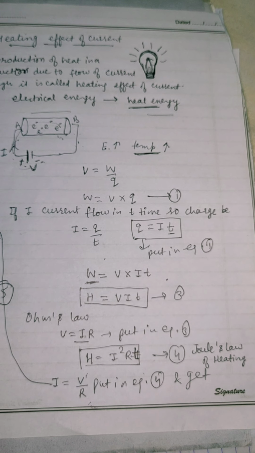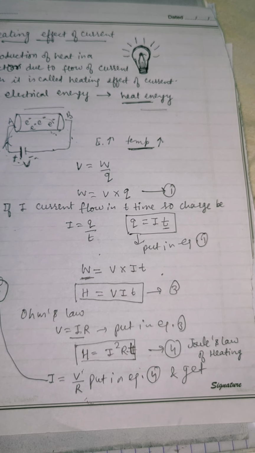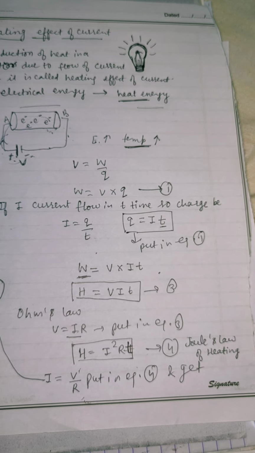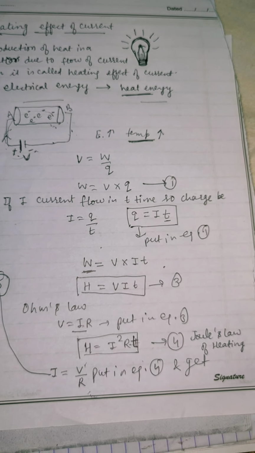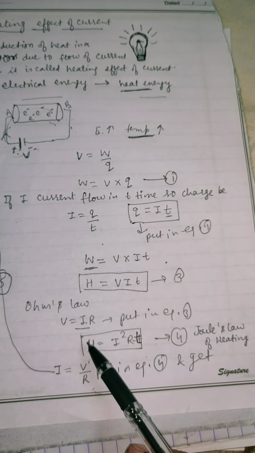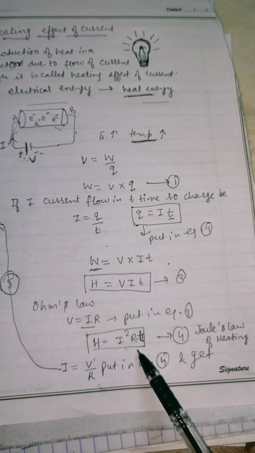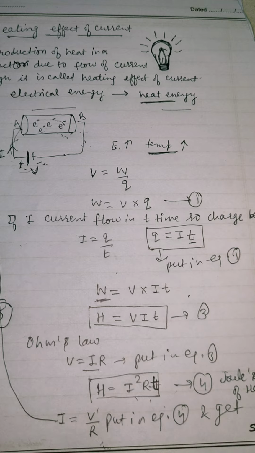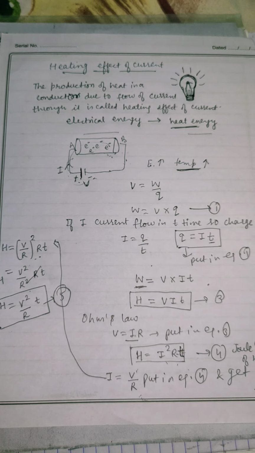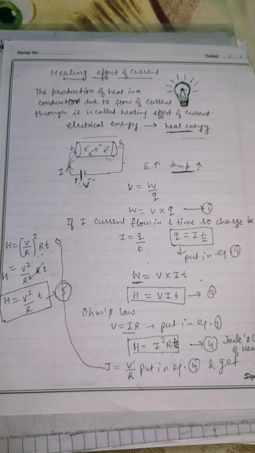Equation number 4 is also known as Joule's law of heating. Joule's law of heating states that heat is directly proportional to the square of current, resistance and time. This is the heating effect of current.